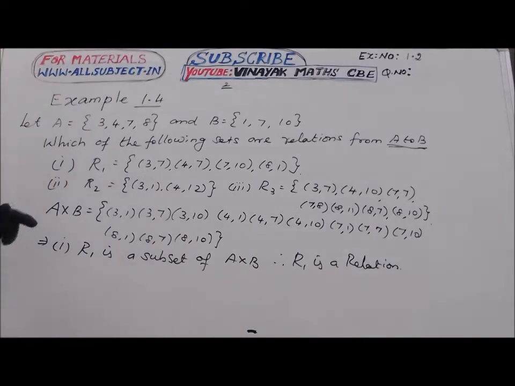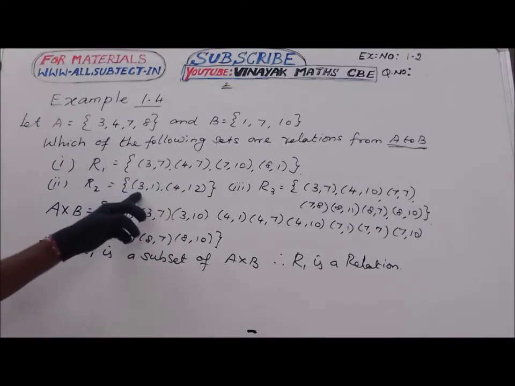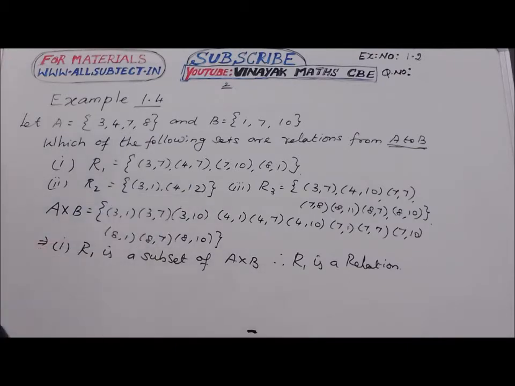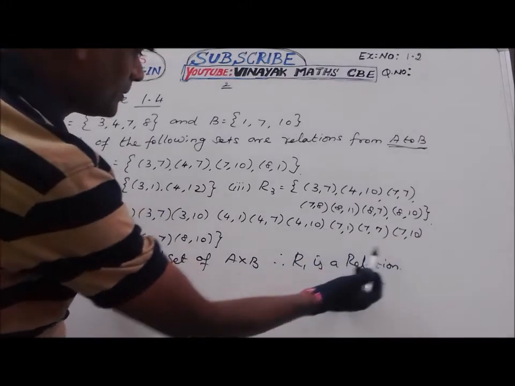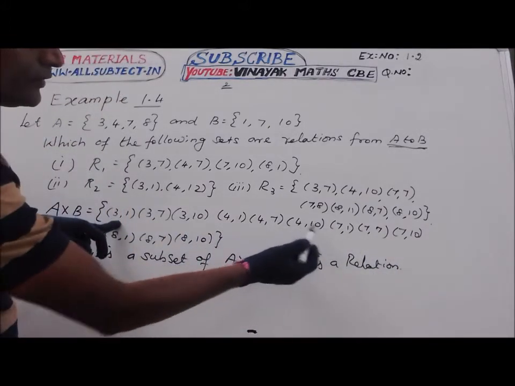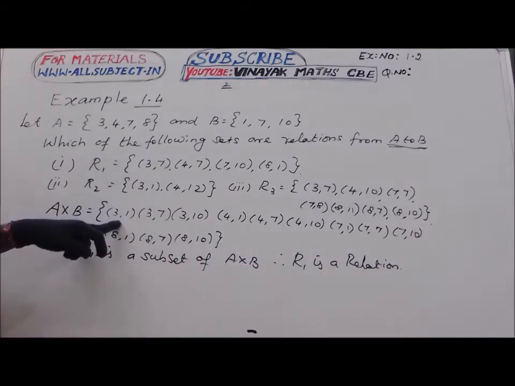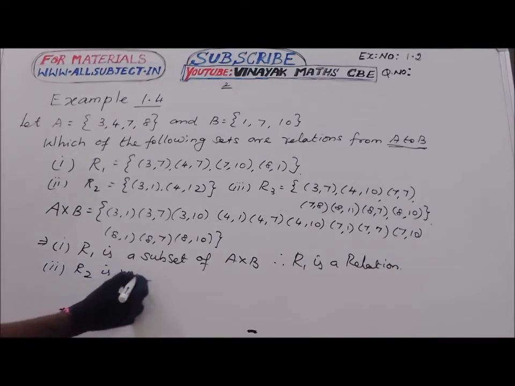Now moving to the second one. There are two elements in relation 2. Here we have (3, 1) and (4, 12). (3, 1) is present here and (4, 12) is not present here. Starting with 4 we have (4, 1), (4, 7), (4, 10). Only these three pairs are there. (4, 12) is not present in A cross B. So for the second case, R2 is not a relation.